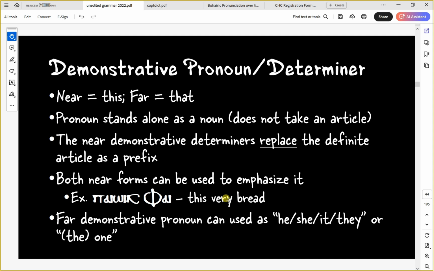The far demonstrative pronoun, which is that, in Coptic can also rarely be used to mean he, she, it, or the one. Like the one who blah blah blah. Or one who blah blah blah.